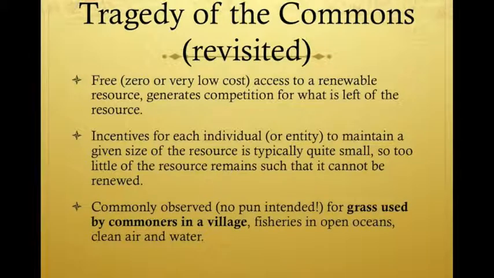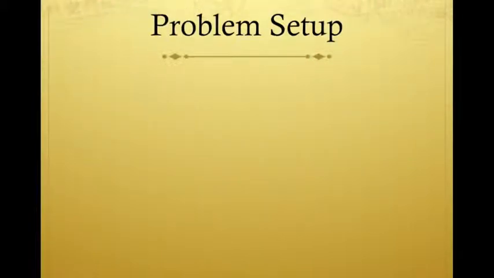And this is commonly observed, no pun intended, for grass used by commoners in a village, which was the classical example in the 1968 paper by Hardin that's in the reading for this class. But it's also found in issues of fisheries in open oceans, clean air, clean water. These are all common resources or commons. Okay, and then there's a potential tragedy that is embedded in there if sustainability practices are not properly implemented. So a little bit of this part of the lecture is to try to get into what sustainability means in this context.